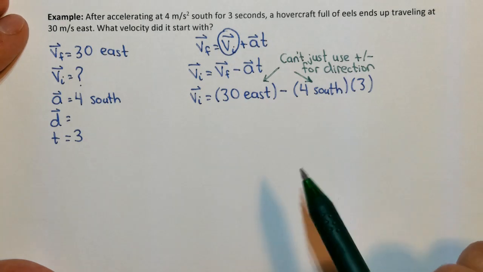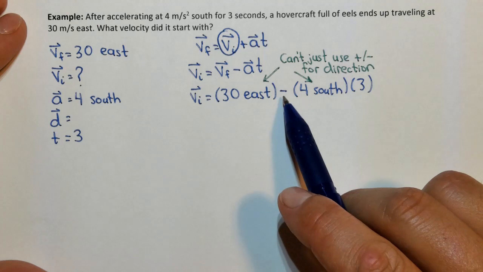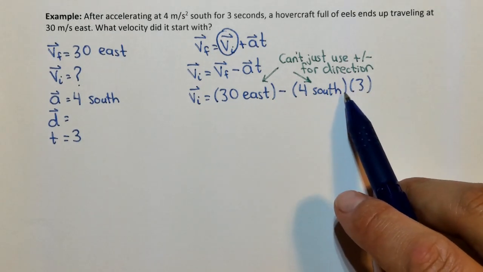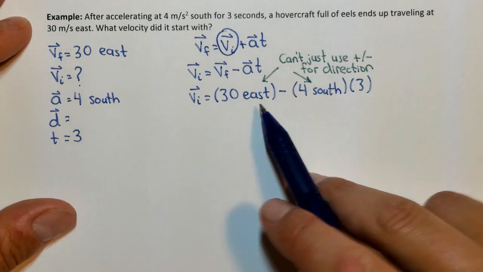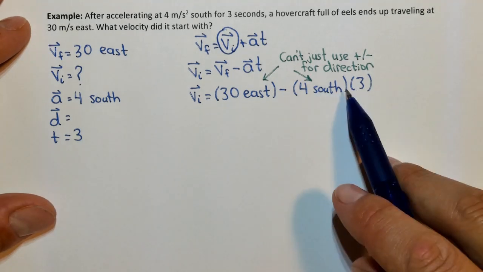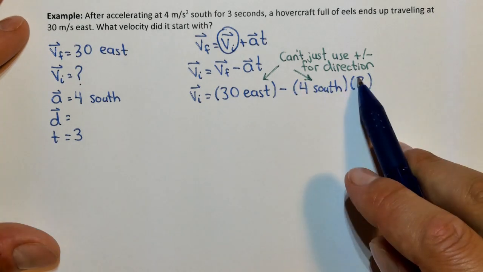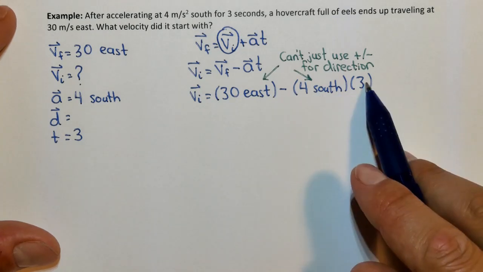Okay, now we can again forget temporarily we're working in the two-dimensional world and think, what would I do in a 1D problem here? Well, I need to subtract something and I need to multiply something. My math knowledge of order of operations tells me I need to do this multiplication before I can do this subtraction. What's a bit different here is, how do I do this multiplication? This is a vector, 4 south, and this is a scalar, 3. How do I multiply a vector by a scalar?